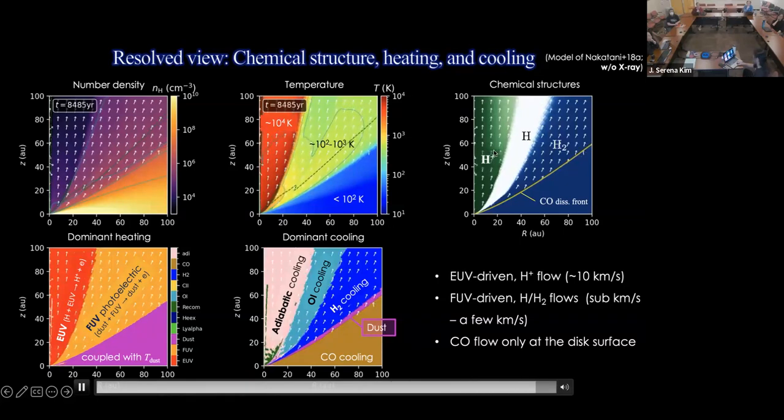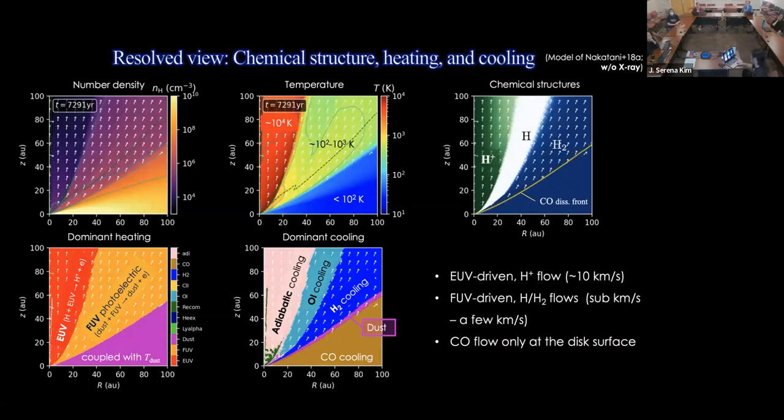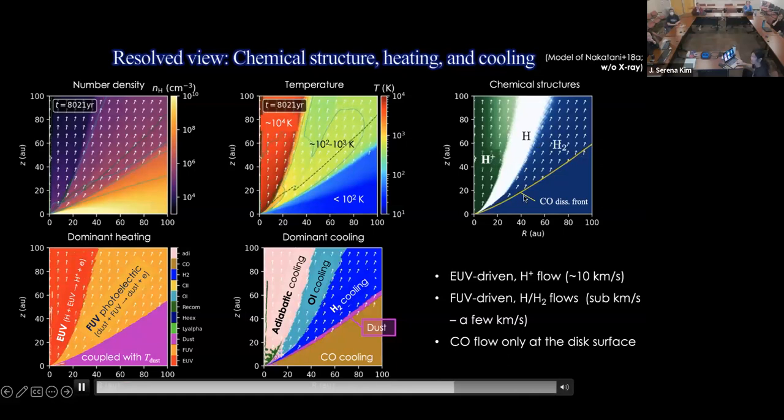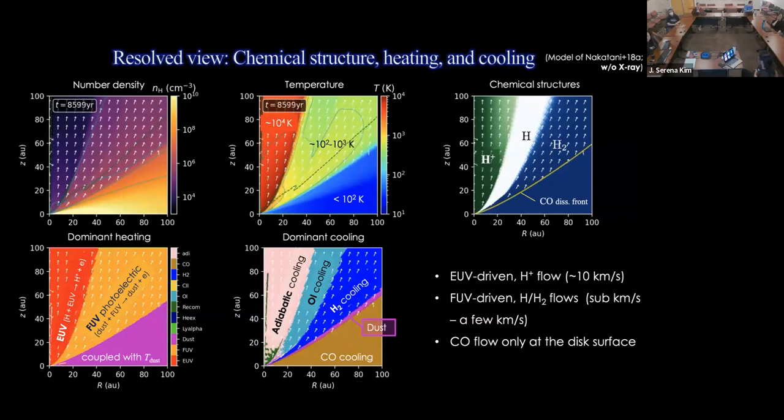The ionized flow has a very high speed, like 10 kilometers per second, thanks to the high temperature. And the molecular and atomic flows have a slower velocity, from sub-kilometer per second to a few kilometers per second. And here is the CO photodissociation front, beyond which CO is almost destroyed. So I think it's difficult to produce extended CO photoevaporative flows, in contrast to H2 molecular flows.